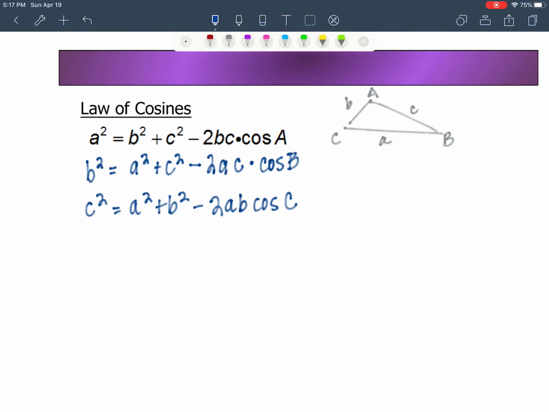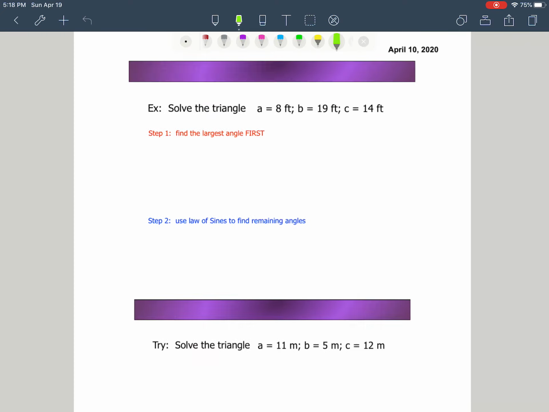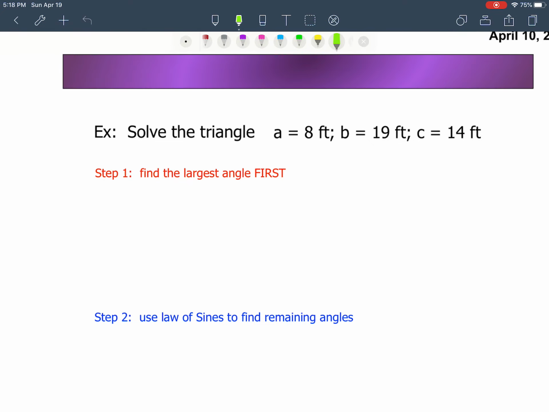So the relationship here is that the cosine of the angle is across from the side on the other side of the equal sign. So these two will always go together. And then you're going to have the other two squared, and then you're going to have the product of those two sides right there. Pretty cool law. It only takes a couple times of practicing it to get it right, so you've got it memorized in your mind.